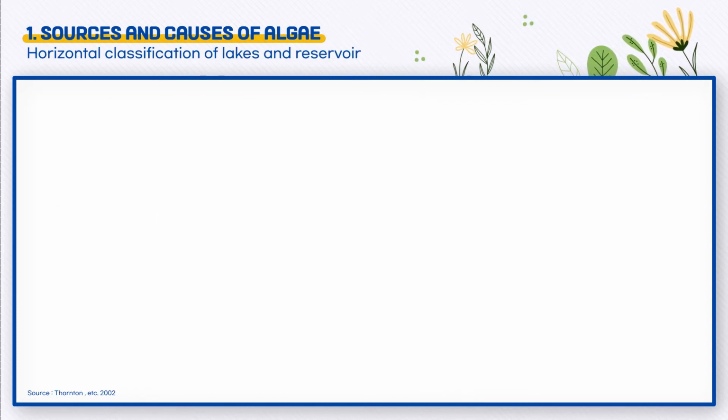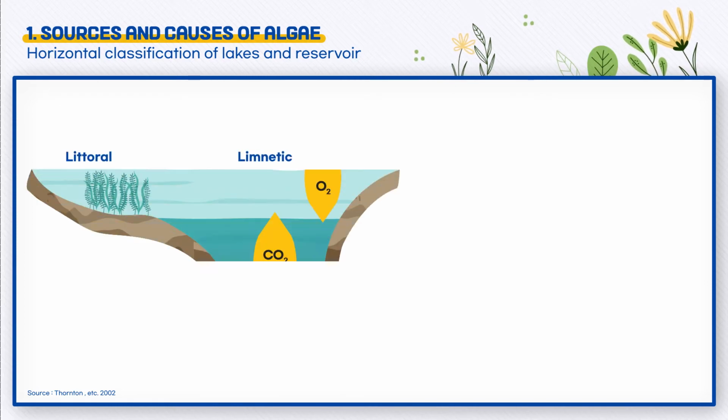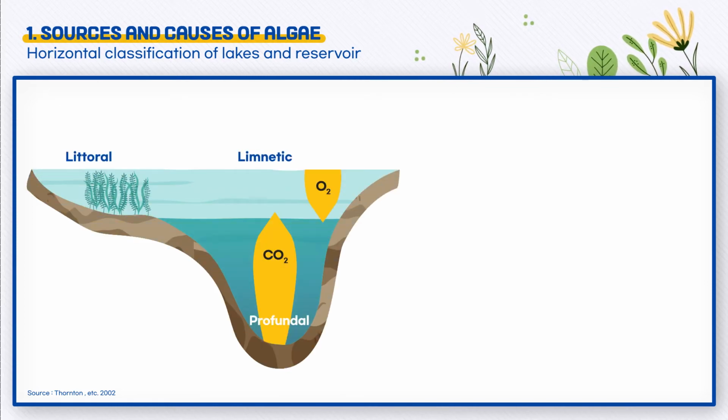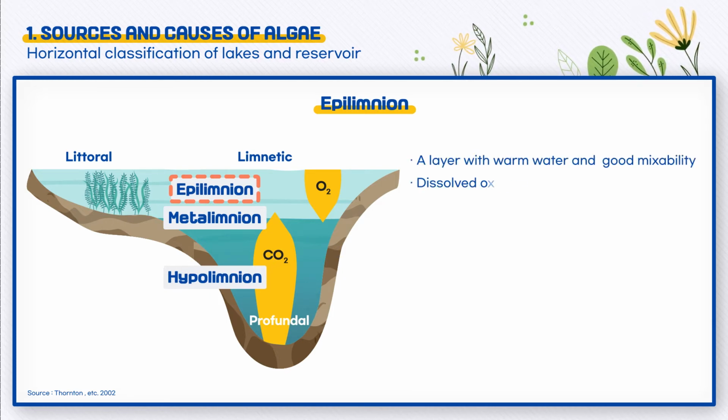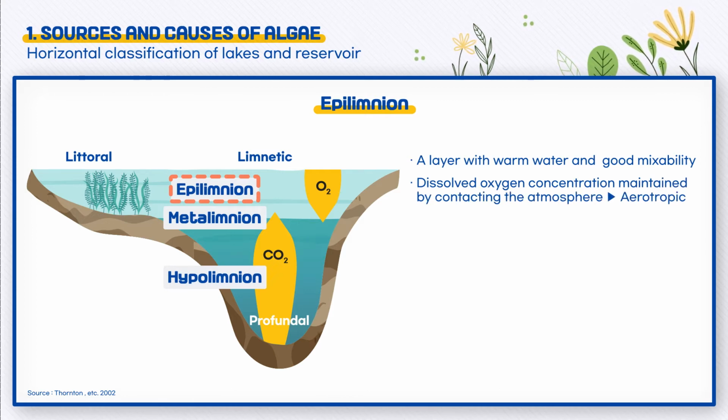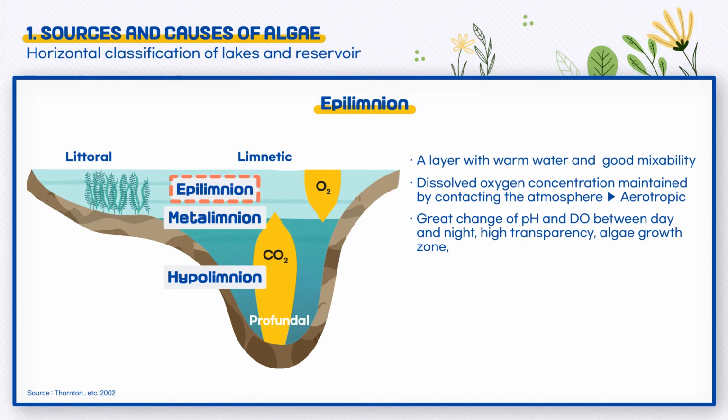Now let's take a closer look at lakes and reservoir. Lakes and reservoir can be classified horizontally into epilimnion, metalimnion, and hypolimnion. Epilimnion is the layer that has the warmest water temperature and good mixability. It also forms aerobic conditions that maintain the dissolved oxygen concentration by coming into contact with the atmosphere, and it displays high transparency. This combination creates the ideal growth zone for algae and can lead to significant changes in the pH and DO, depending on whether it is daytime and nighttime.